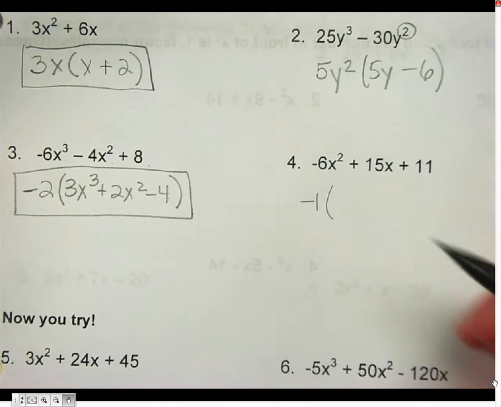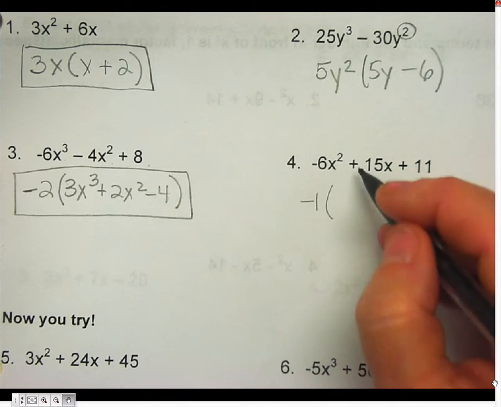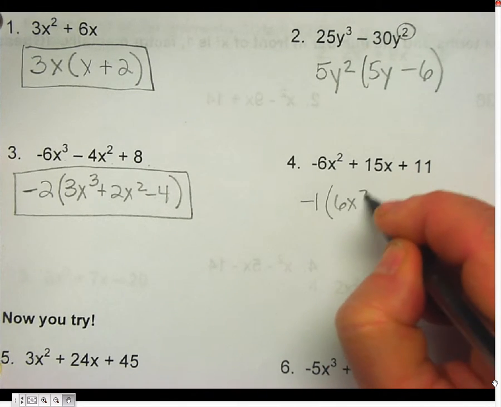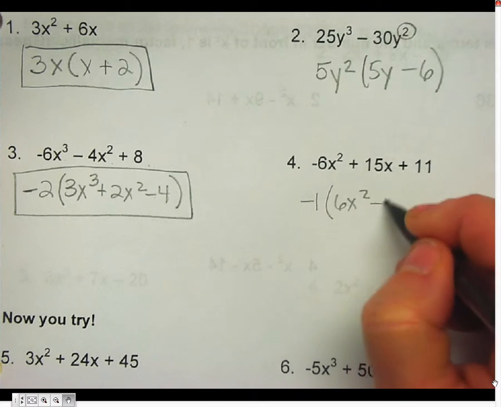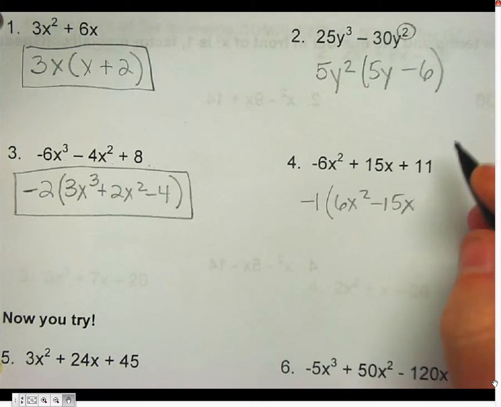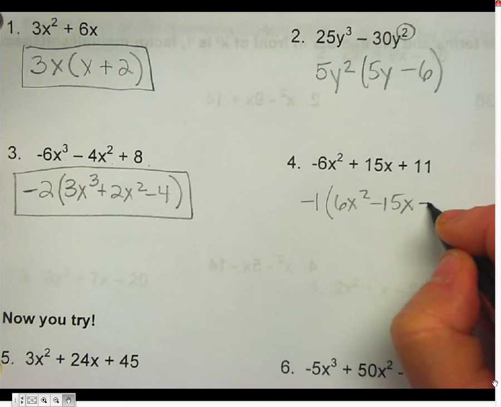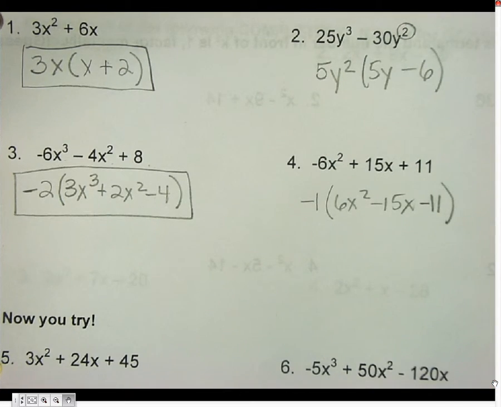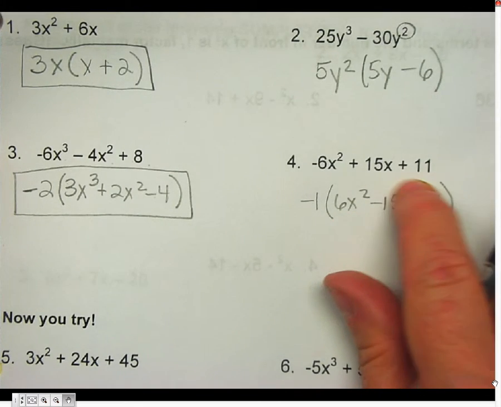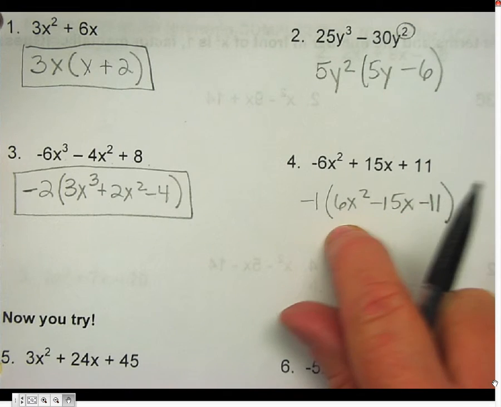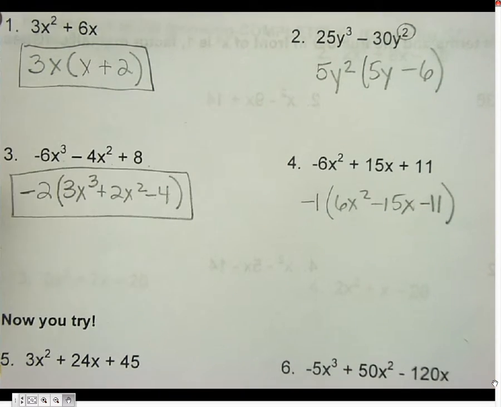So -1 times what would give you -6x squared? 6x squared. -1 times what would give you 15x? Negative 15. And then -1 times -11 would give you +11. There's a reason why they like to have this number in here positive. When we start factoring what's inside here, then you'll realize it's easier to have it positive. Okay, now you've got 4 to try.